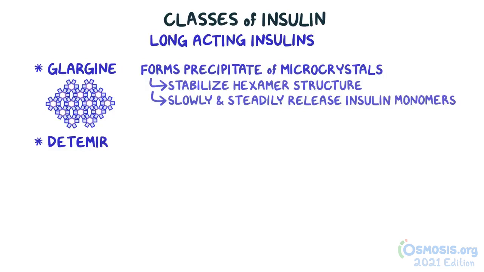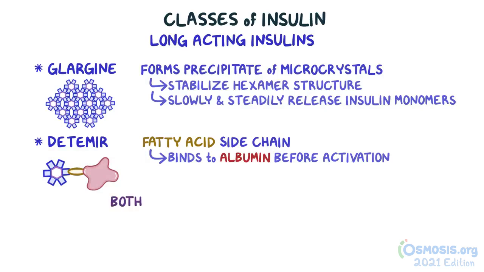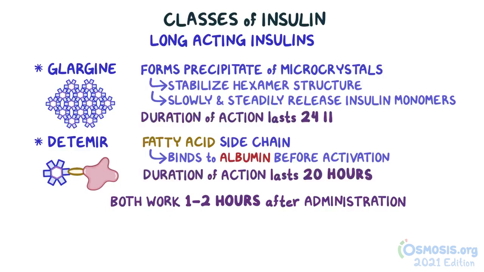On the other hand, detemir has a fatty acid side chain, which allows it to bind to albumin for a time before dissociating again and becoming active. Both of these long-acting insulins begin to work within 1 to 2 hours of administration. Detemir typically lasts for around 20 hours, whereas glargine lasts up to 24 hours. These medications don't have a peak effect.